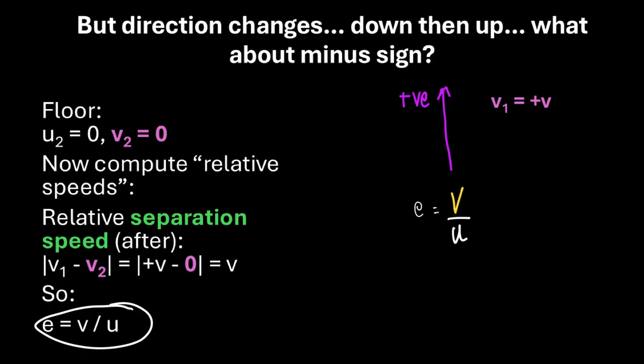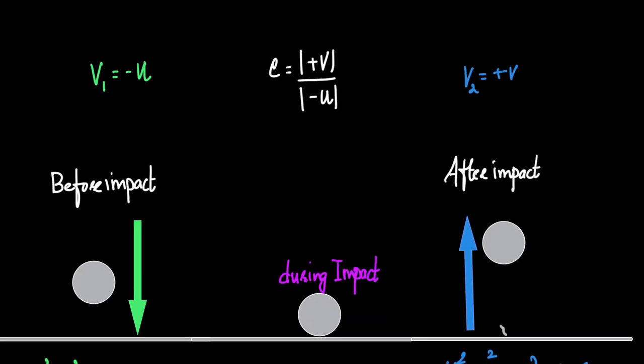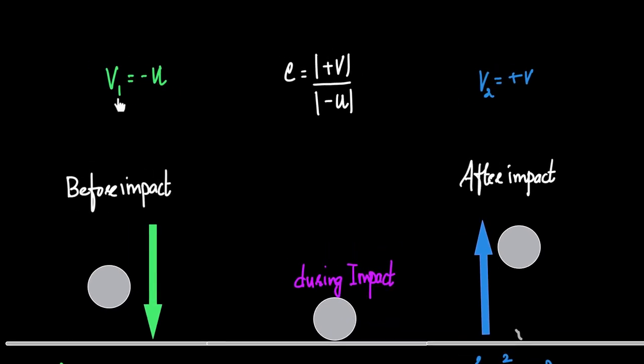This might still be confusing. Please pause the solution here, watch it one more time, write down things along with me, and if things are clear now, let's move to the calculation part. Just to summarize here, U1 is negative U, the velocity of the ball just before the impact. V1 is plus V, the velocity of the ball just after the impact.